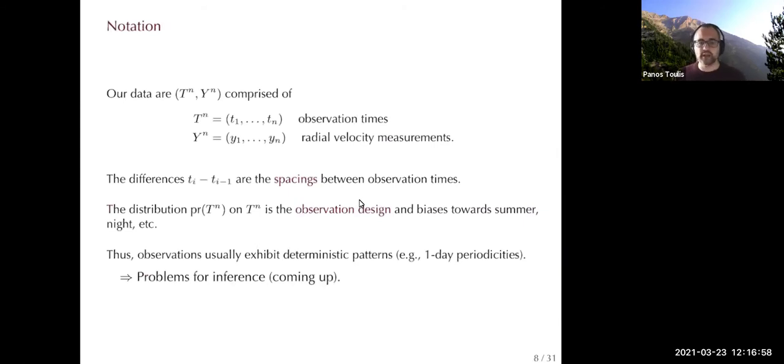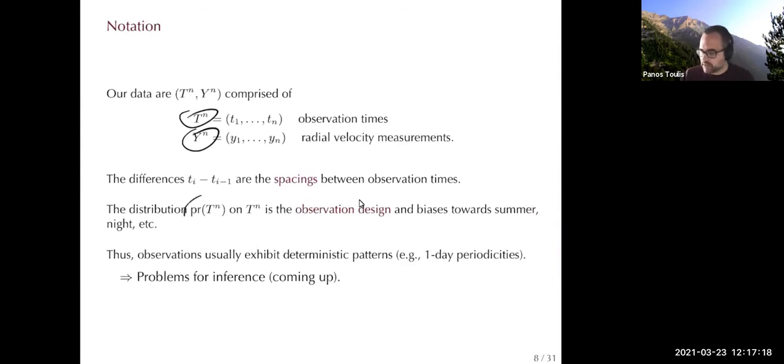So a little bit of notation. It's very basic. We have observation times. T_n is the observation vector. Y_n are the radial velocity measurements. Observation times are in Earth days. Radial velocity measurements are just velocity measurements. The differences between the observation times are what I call spacings between the observation times.